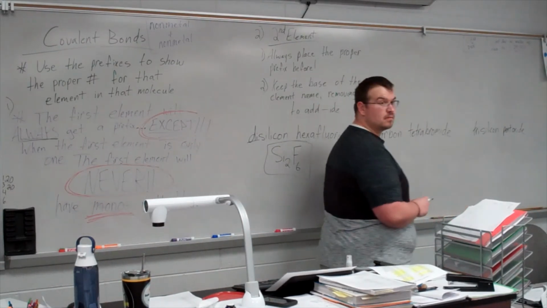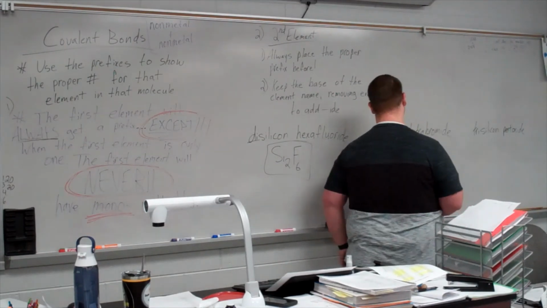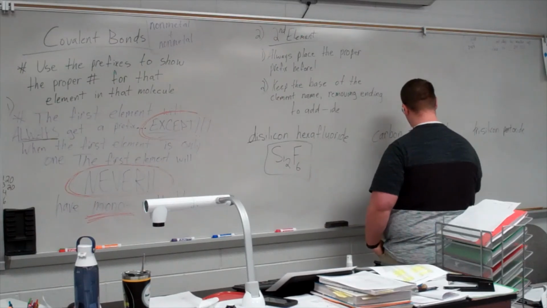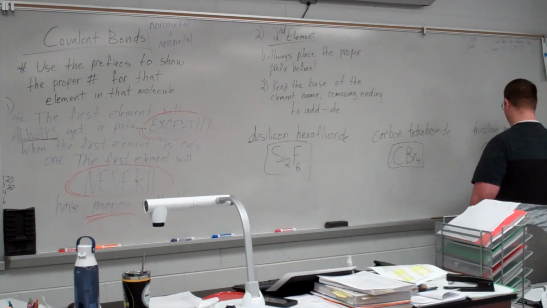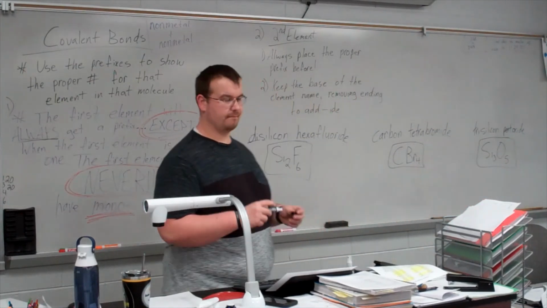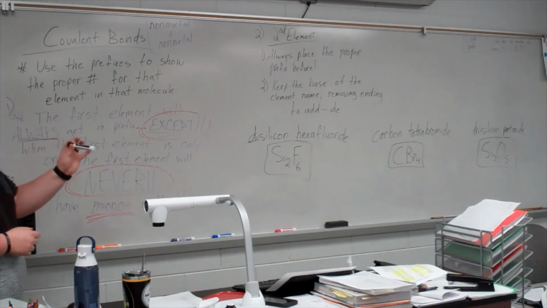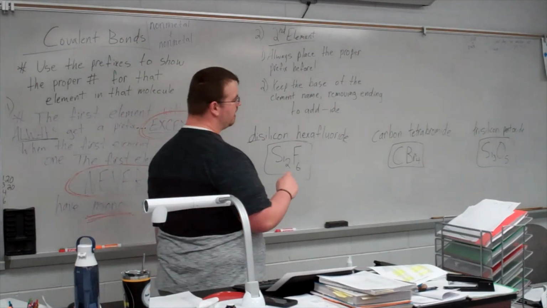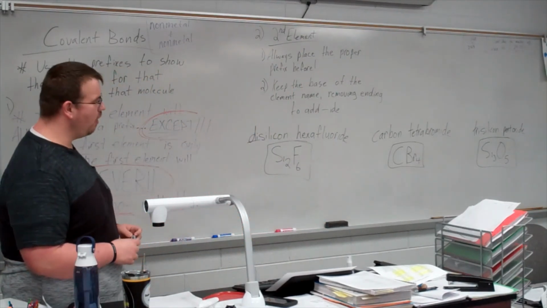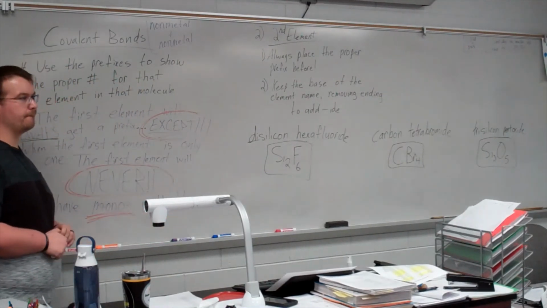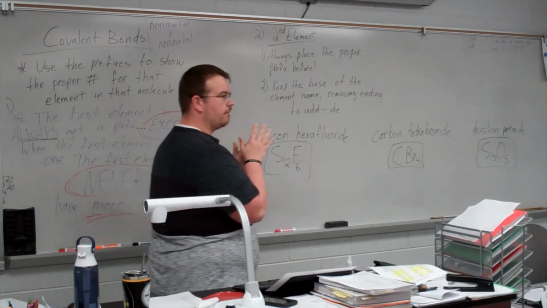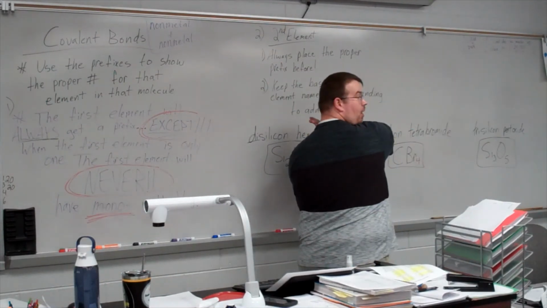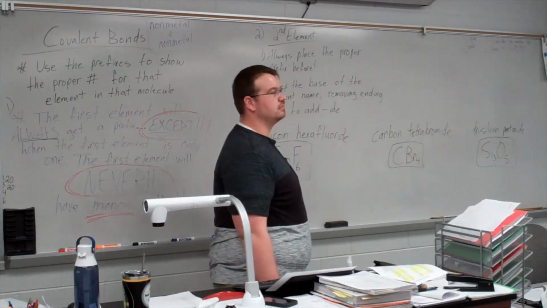What number is silicon? 14. My hope and prayer is that you got those. For carbon tetrabromide, you should have got CBr4, and for trisilicon pentoxide, Si3O5. So you're looking at the periodic table, but those numbers, those charges, on these covalent bonds mean nothing. Means nothing at all. Prefixes and elements.